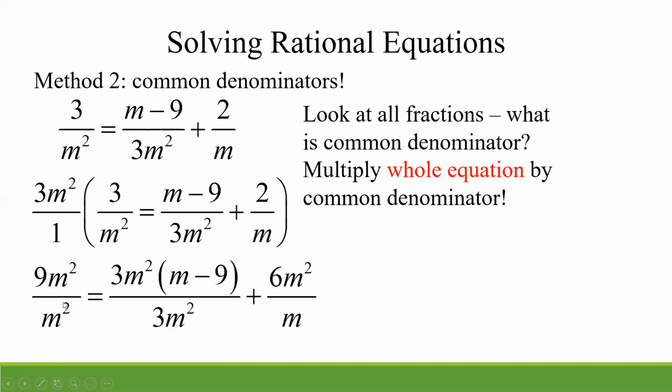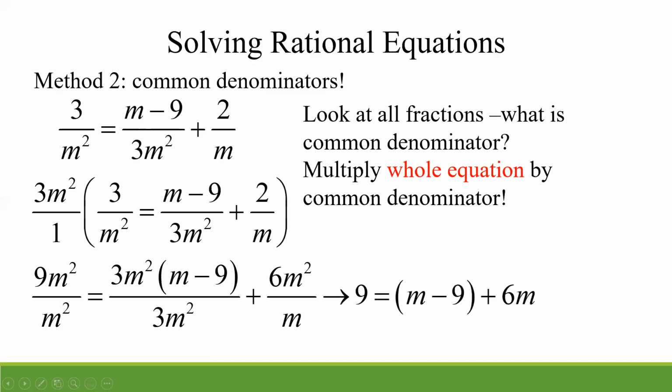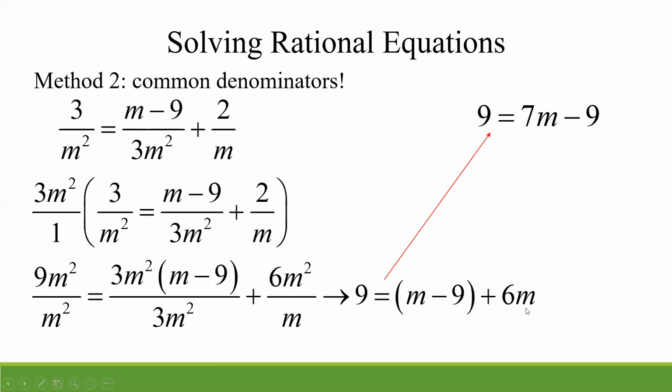And notice what happens if I simplify. It becomes 9 equals, the 3m² cancel out, you're left with m minus 9, and then one of the m's cancel out here, which would be 6m. And again, I can just simplify, I can just solve that right off the bat. So m plus m on the right-hand side here becomes 7m.